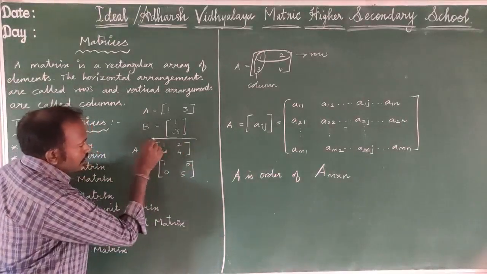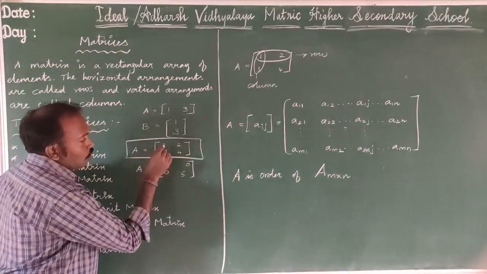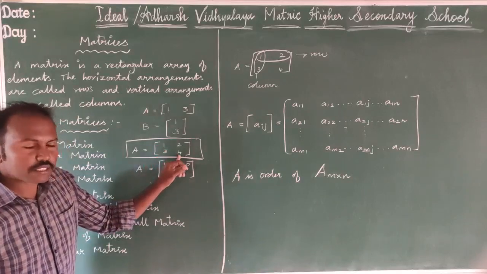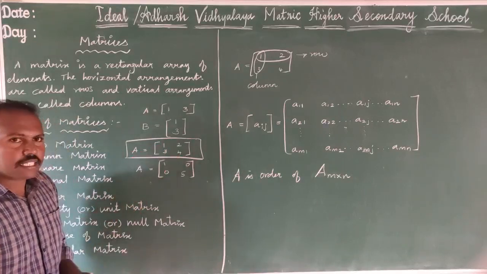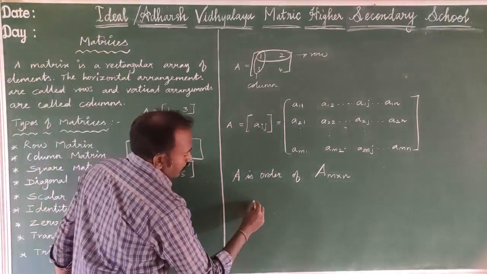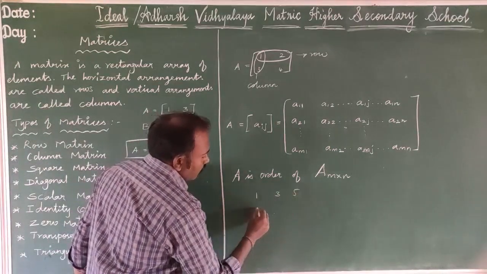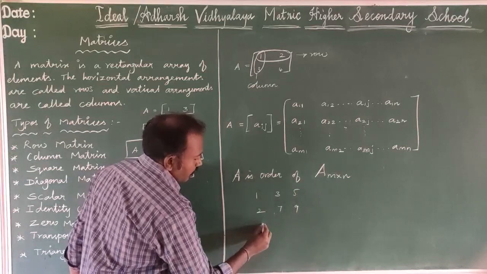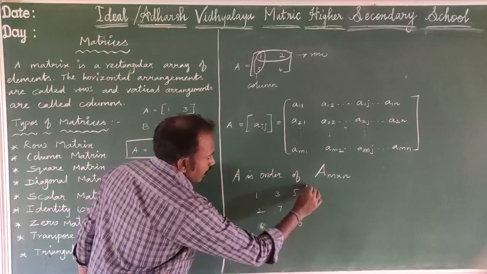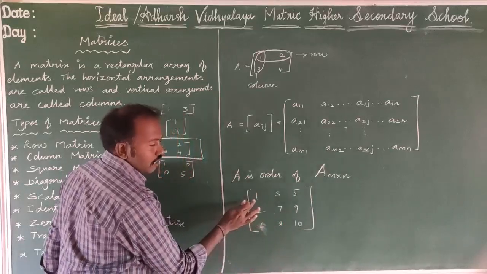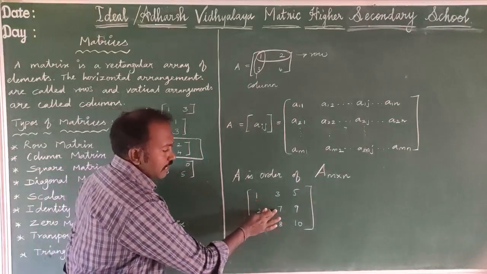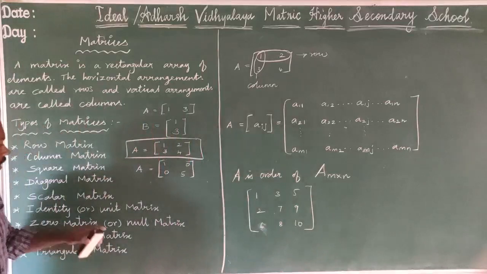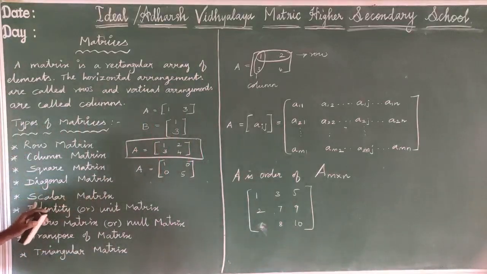Right. Next one, leading diagonals. For example, the leading diagonal, that is 1 and 4 is the leading diagonal. That is A11, A22. In case of a 3 by 3 matrix, 1, 3, 5, 2, 7, 9, 5, 6, 8, 10. Here the leading diagonals are 1, 7, 10. That is A11, A22, A33. Then diagonal matrix.